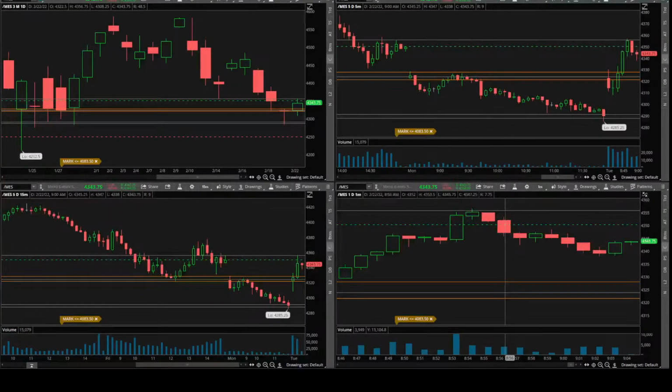So got short up here at, it was right around 52. Scaled out here. Half of the position here. Got out of a little bit more here. And now I've got my stop right up at my break-even level.